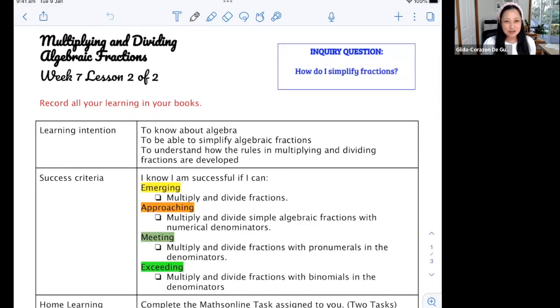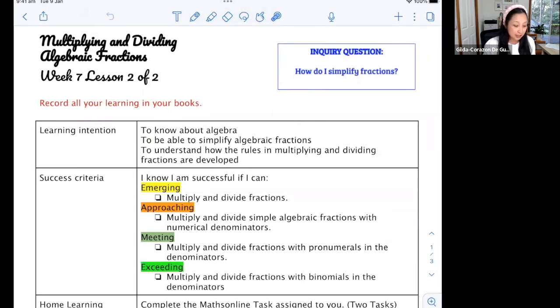Hi everyone, so today we will be multiplying and dividing fractions. Our learning intention for today is to know about algebra and to be able to simplify algebraic fractions, remembering that there are different operations. We previously learned how to add and subtract them. Today we will be focusing on the two operations, multiplying and dividing.